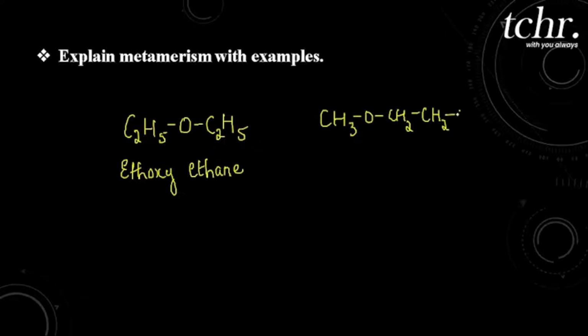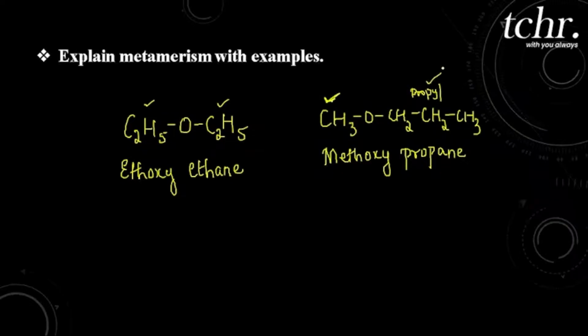Here, this is also an ether functional group, where on one side you can see a methyl group and on the other side a propyl alkyl group, correct? So this we call methoxypropane. In the first ether, you can see that on both sides there is an ethyl group, that is symmetrical, whereas here on one side of the functional group it is methyl and on the other side it is propyl. So I call it methoxypropane.